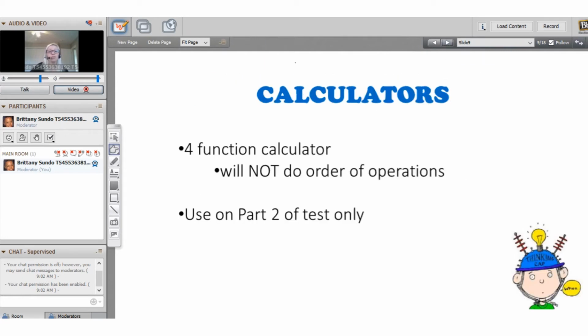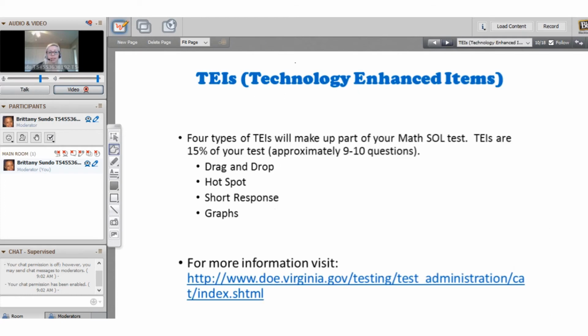The calculator provided will be a 4-function calculator. This will not solve for order of operations, so it's very important that you have studied your order of operations and that you know it by memory. Again, the calculator will be only used on part 2 of your test.